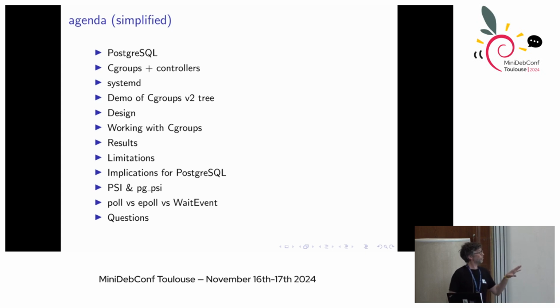So, the agenda for today is a little bit long. The idea is to look at PostgreSQL and what we can do with it and with cgroup. Can we use cgroup in PostgreSQL? Does it make sense? And how to do it?